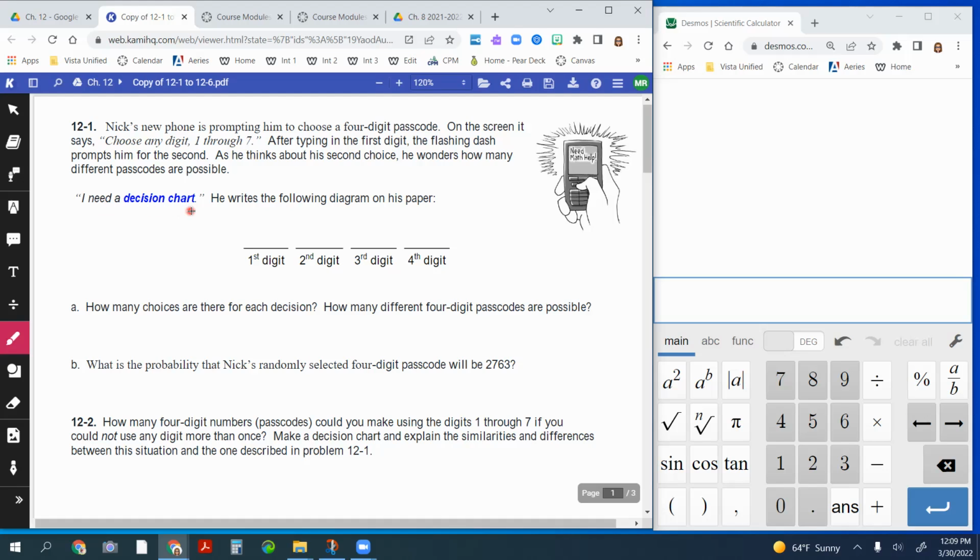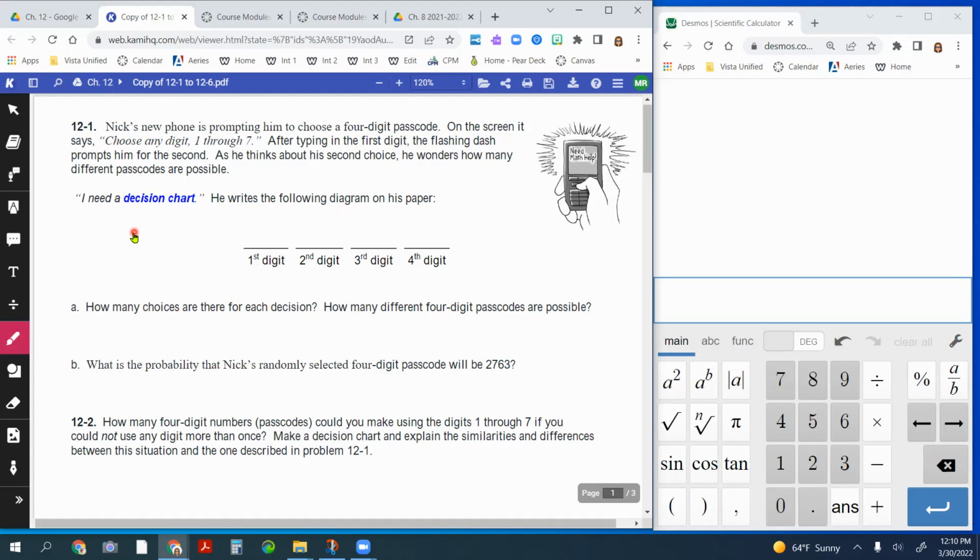I need a decision chart. He writes the following diagram on his paper: first digit, second digit, third digit, fourth digit. How many choices are there for each decision? How many different 4-digit passcodes are possible? So I'm going to use his decision chart.